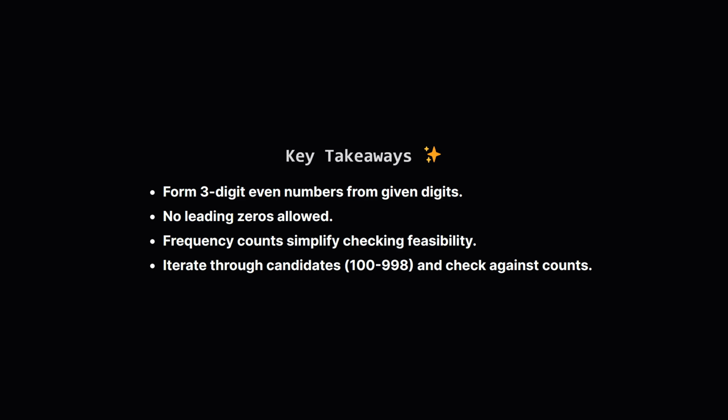Alright, let's quickly recap. The problem asked us to find all unique 3-digit, even numbers we could make from a given list of digits, making sure no number started with 0. The key trick to doing this efficiently was to first count how many of each digit we had available, creating an inventory. Then, instead of trying to build numbers, we looped through all possible candidate numbers, from 100 to 998, skipping the odd ones. And, for each candidate, we checked if our inventory had enough of the required digits. This frequency counting approach avoids complex combination logic and handles duplicate input digits smoothly.